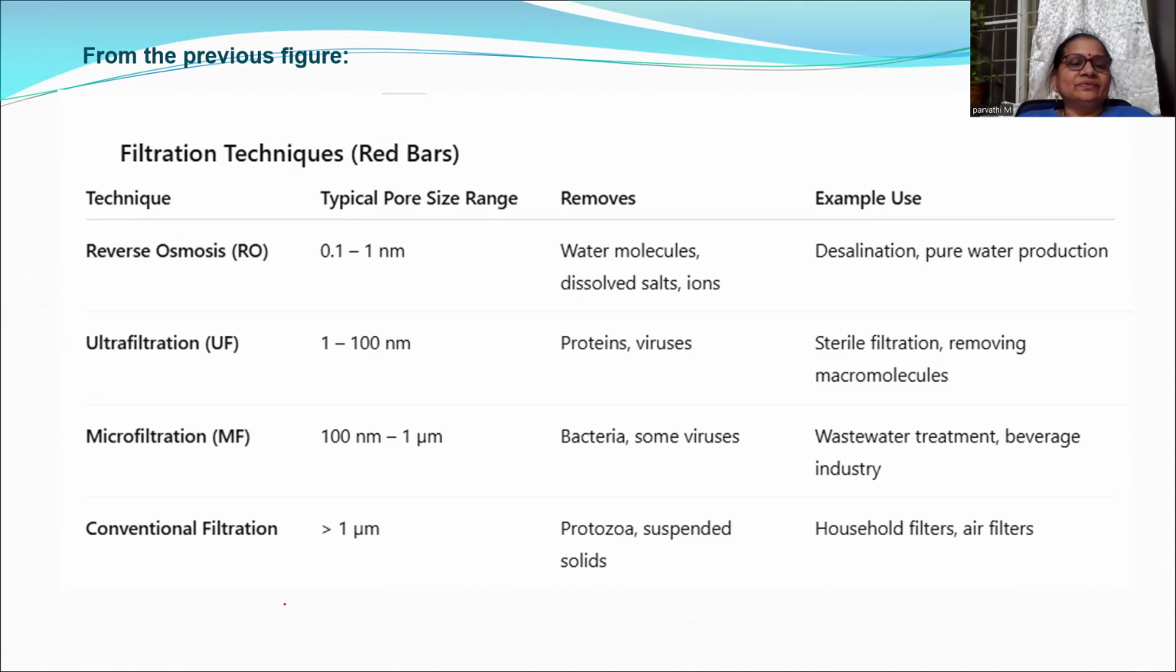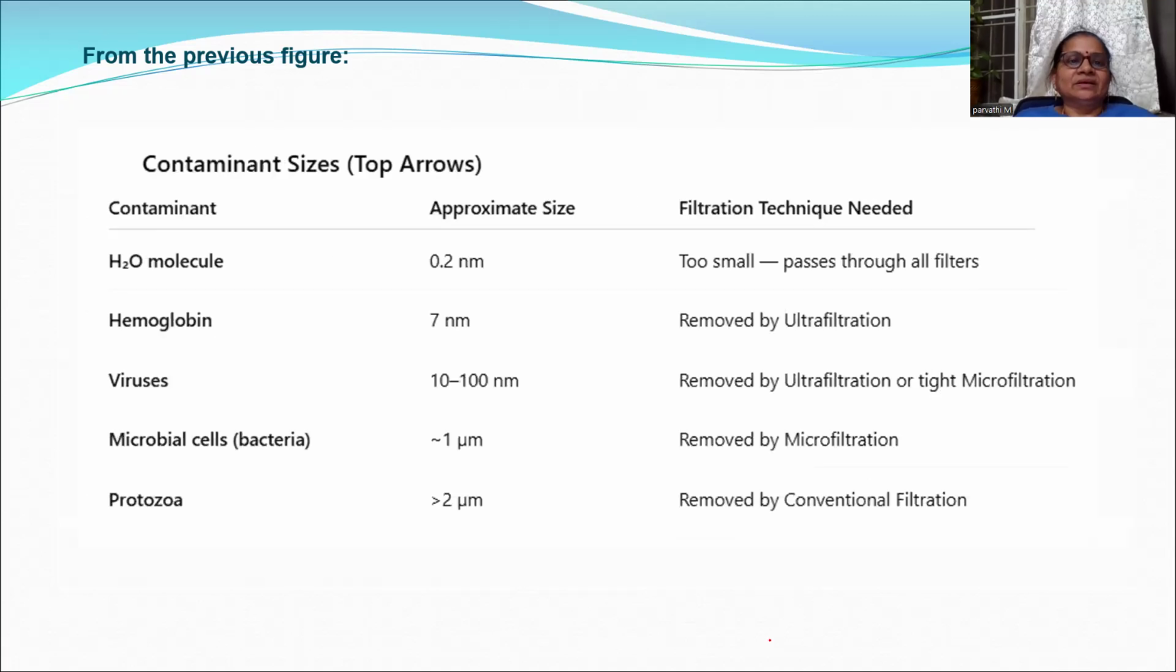And similarly, microfiltration is of the range 100 nanometer to 1 micron. That is used to remove bacteria or some viruses, in real applications like wastewater management or the beverage industry. And conventional filtration is for particle sizes greater than 1 micron. Protozoa and suspended solids are examples of removed particles, and household filters or air filters are examples for this technique.